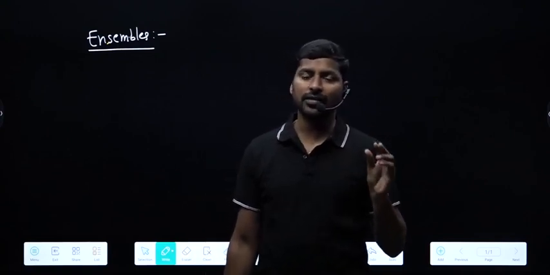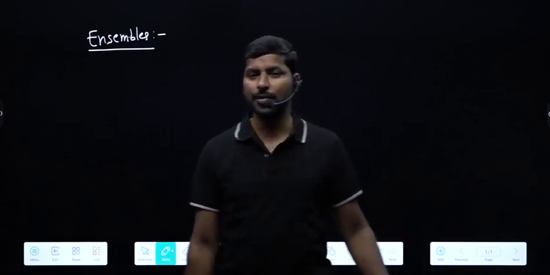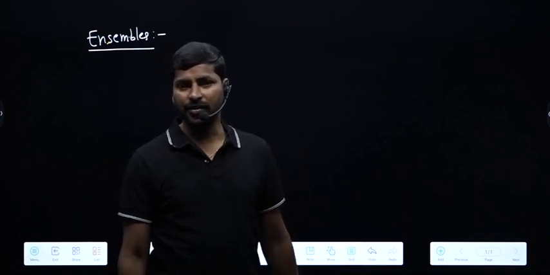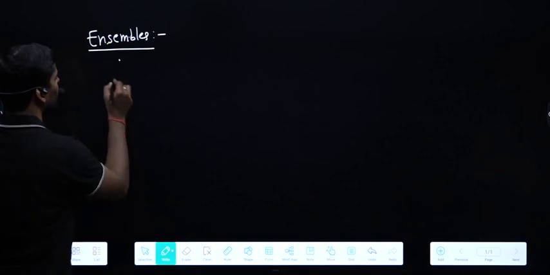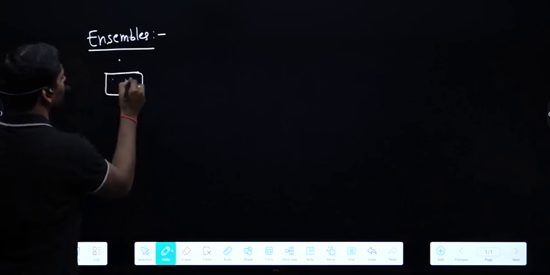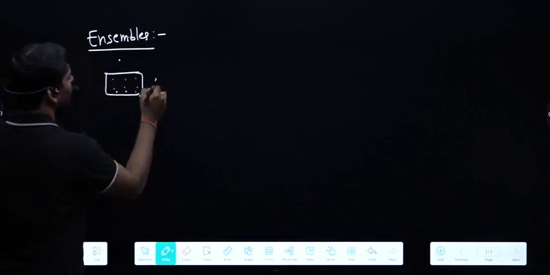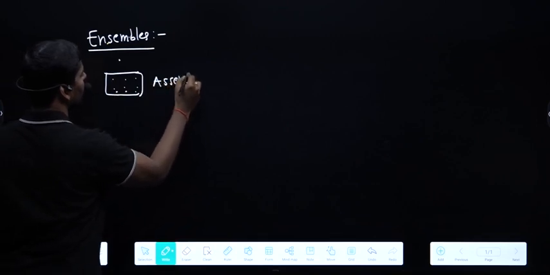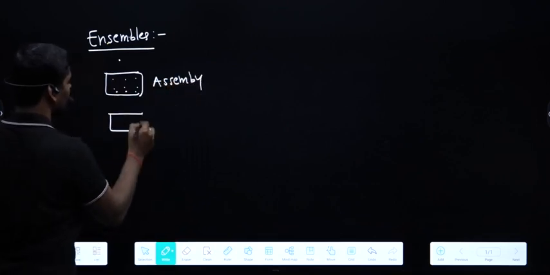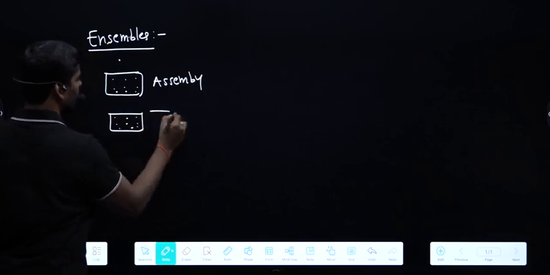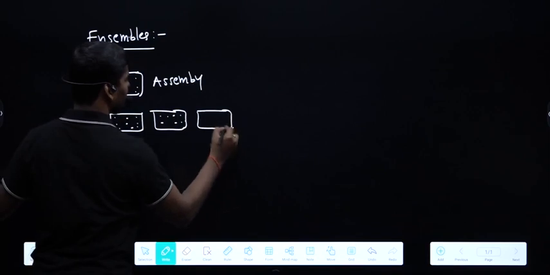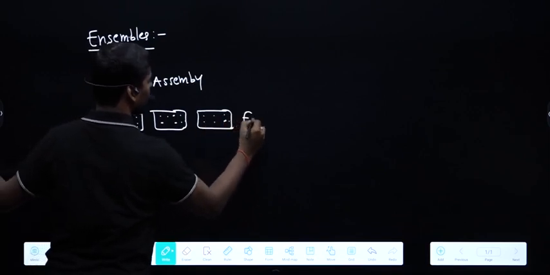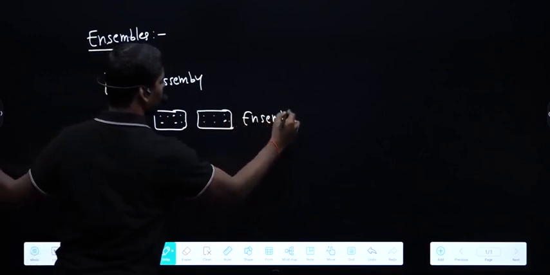If you have a collection of particles, each particle is called a system in statistical thermodynamics, and a collection of systems is called an assembly. Each particle is called what? System. A collection of particles is called what? Assembly. And a collection of assemblies is called an ensemble.